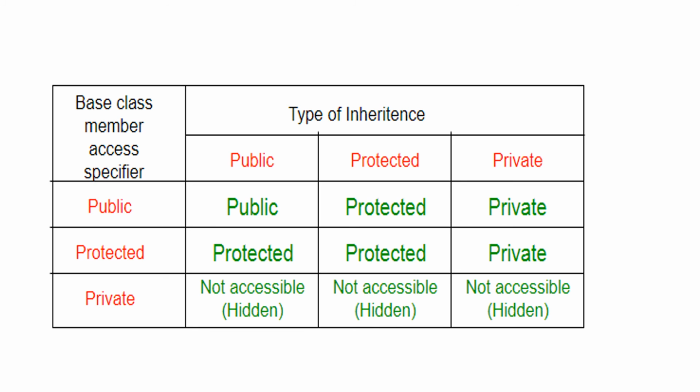So in total you have three types of visibility mode: public visibility mode, protected visibility mode and private visibility mode. If you have declared any member function as public, then that member function will change its properties according to the visibility mode.